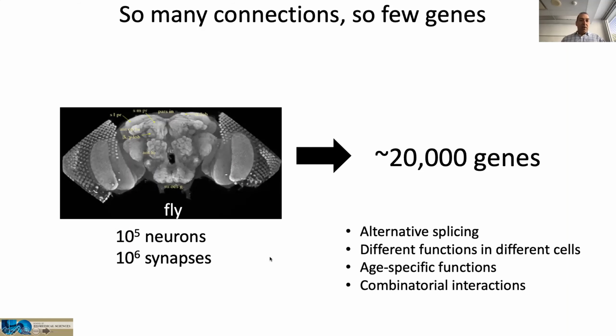What has been shown is that processes such as alternative splicing, and proteins that have different functions in different cells, can contribute to this process. I'm going to talk today about age-specific functions, so reusing a developmental molecule later for other functions. Combinatorial interactions between neighboring proteins on the same cell are also really important.